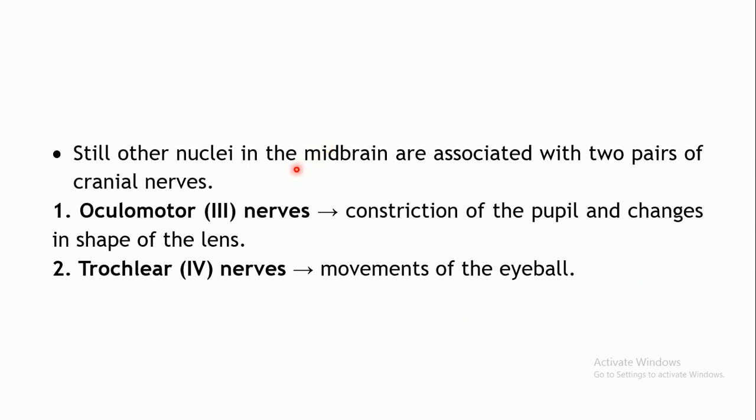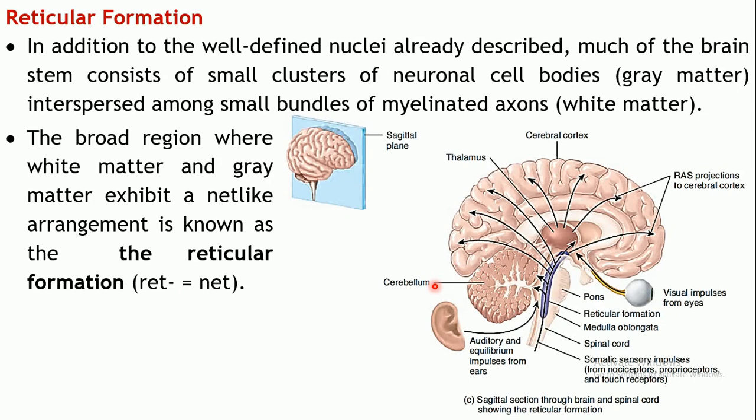Apart from this, there are certain other nuclei which are associated with two cranial nerves, that is the oculomotor nerve, the third cranial nerve, associated with the constriction of the pupils, changes in pupil size and the shape of the lens. Apart from this, the trochlear nerve or the fourth cranial nerve is associated with the movements of the eyeball. So this is to do with the brain stem. Coming to the reticular formation, since it is associated with the brain stem, we are discussing it over here.